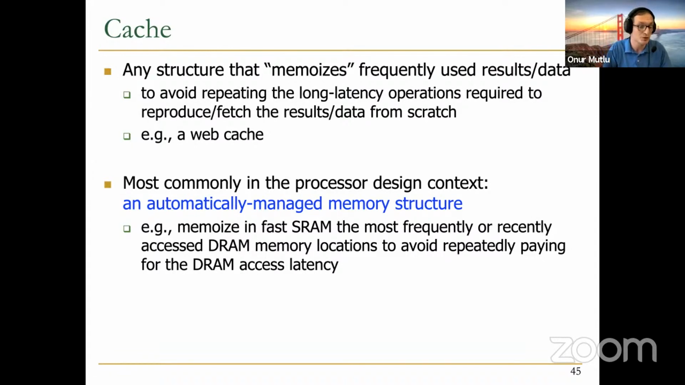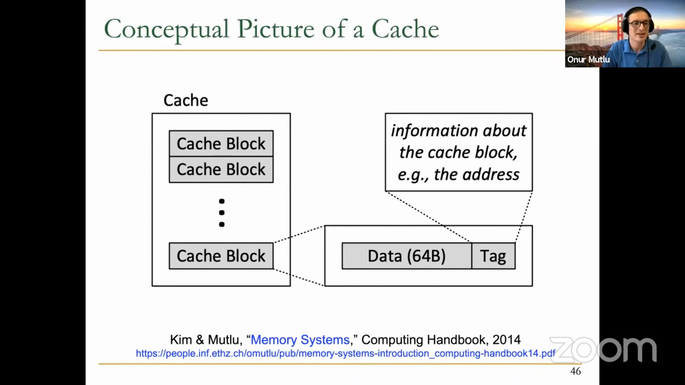How do you determine what's most recently accessed? That's also a question, although that's an easier question. So this is a conceptual picture of a cache from the reading that I assigned to you. Essentially, a cache has a limited size of storage that can store some number of cache blocks.